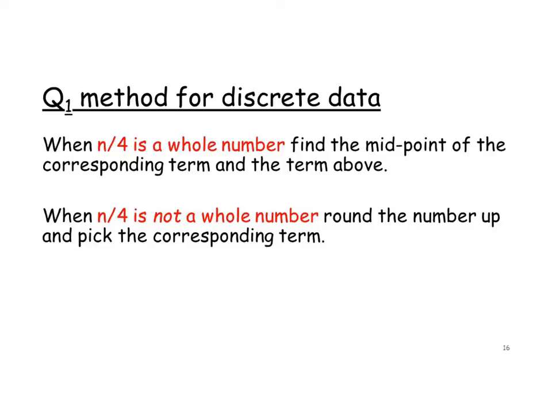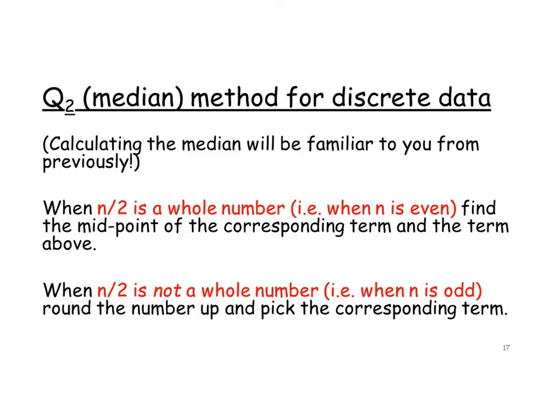So let's look at our methods for how to find Q1, Q2 and Q3. Now for discrete data, for Q1, if n over 4 is a whole number, find the midpoint of the corresponding term and the term above. When n divided by 4 is not a whole number, round the number up and pick the corresponding term.